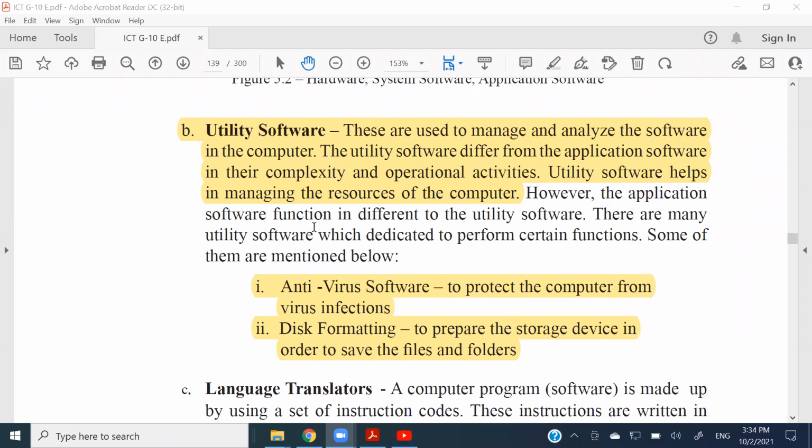So for the moment, just remember the language translators are there to translate the source codes or programming codes, which are written in our own language, like English or Sinhala or Chinese, human readable language, into the machine readable language, which is ones and zeros. Okay, so let me know when you are done, people.